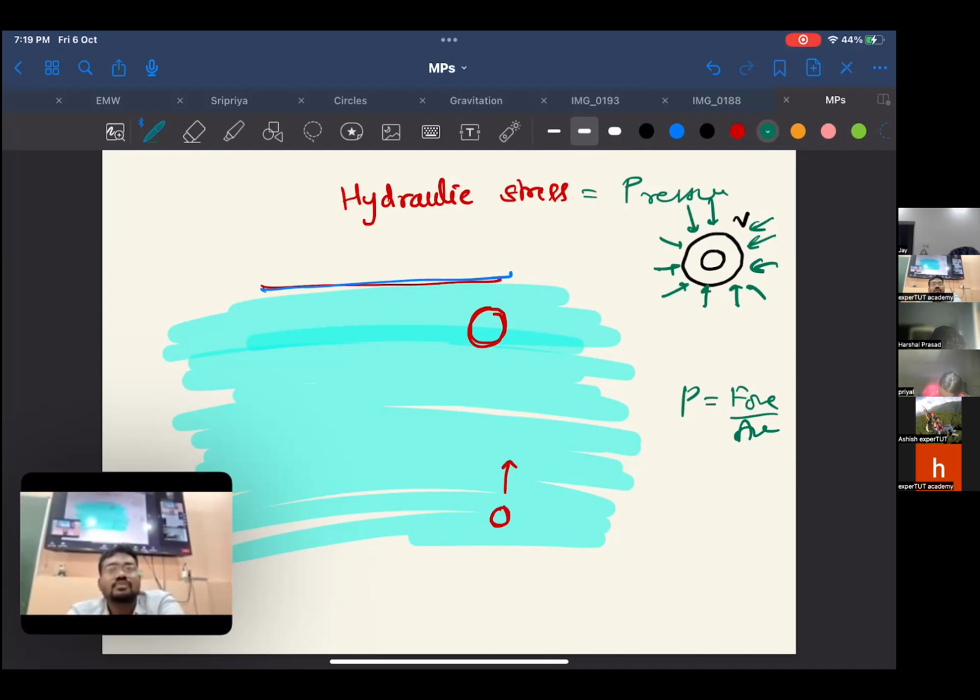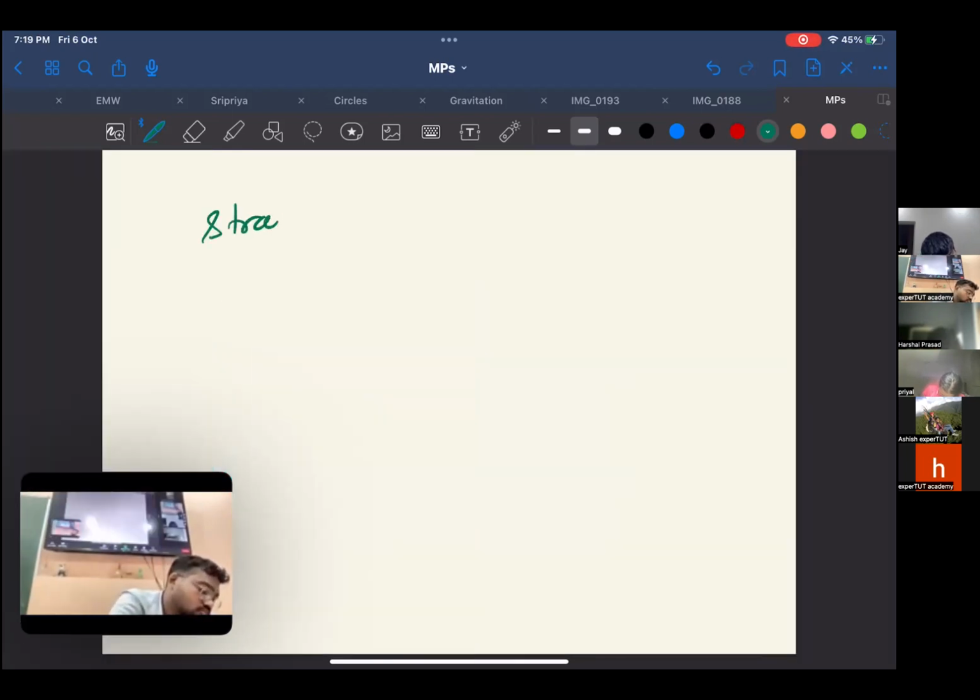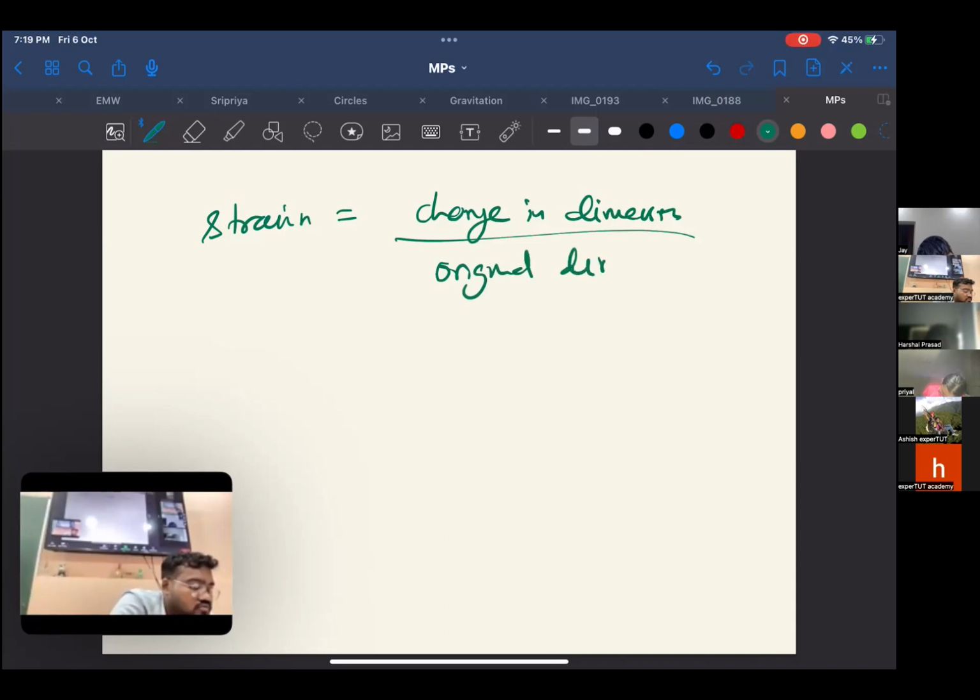ठीक है? Strain is equal to change in dimension by original dimension. ठीक है? Change in dimension by original dimension.